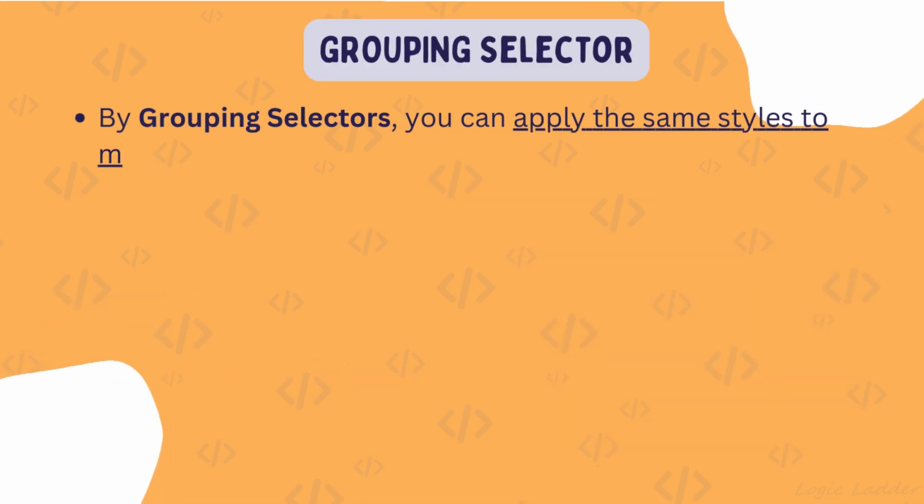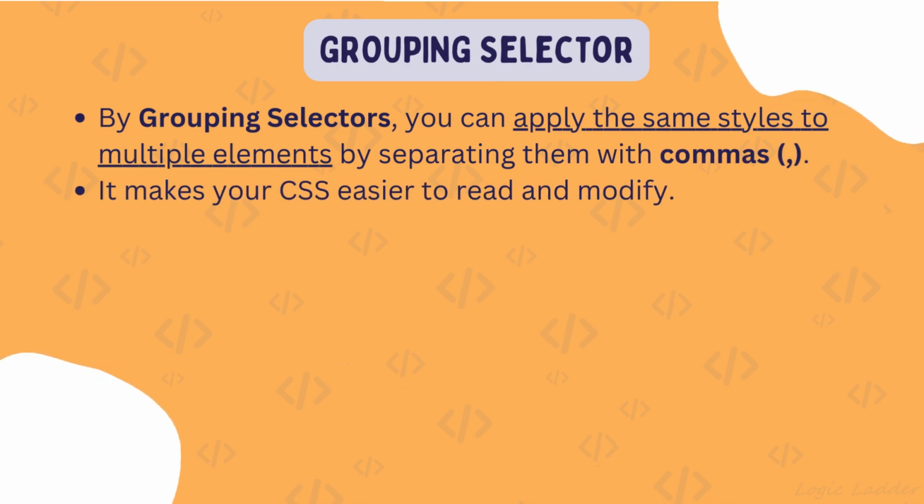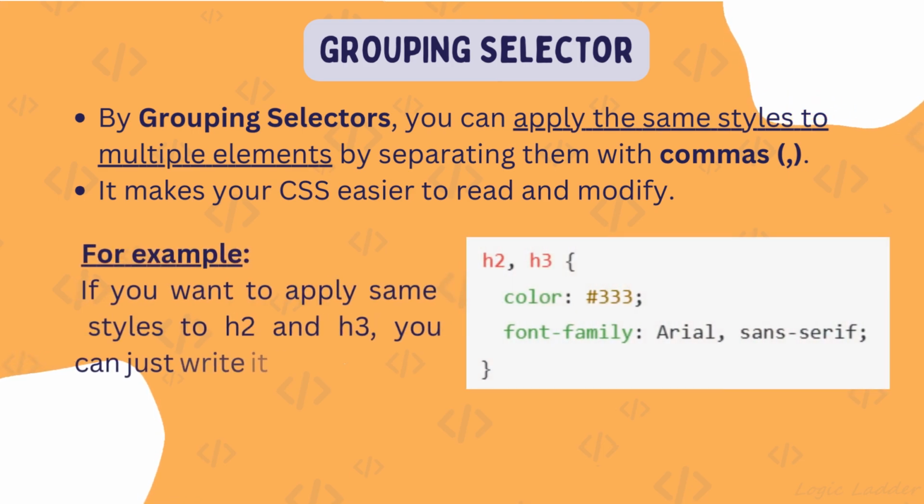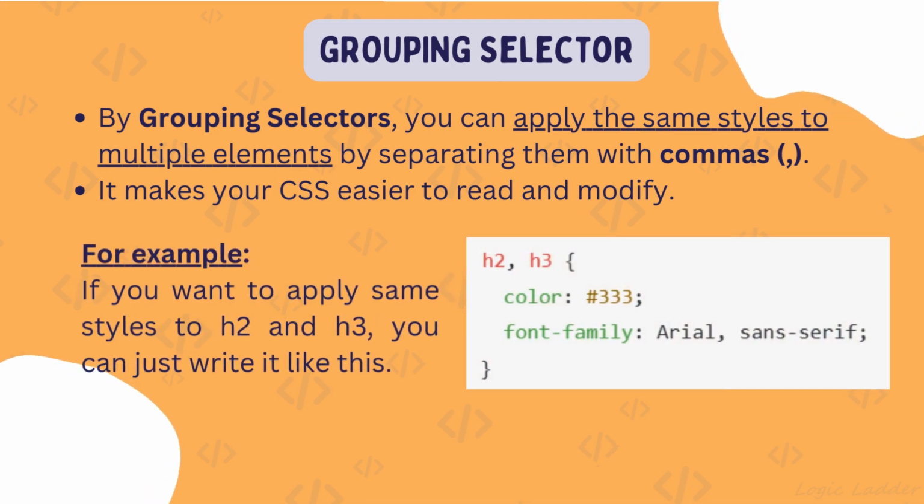Grouping selector. By grouping selectors, you can apply the same styles to multiple elements by separating them with commas. It makes the CSS easier to read and modify. For example, if you want to apply same styles to H2 and H3, you can just write it like this.